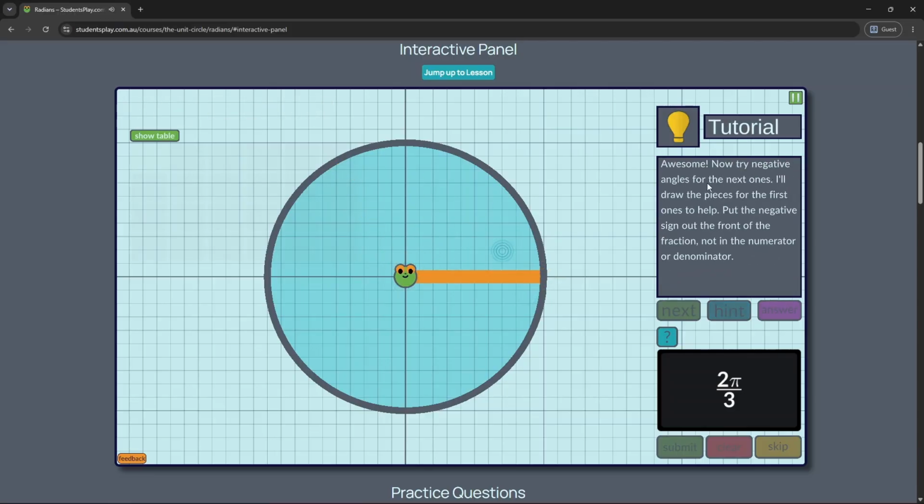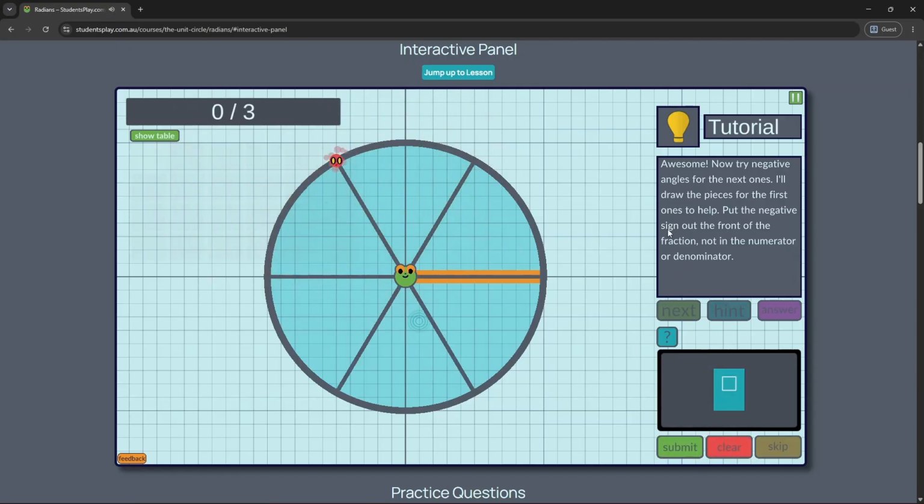Awesome. Now try negative angles for the next ones. I'll draw the pieces for the first ones to help. Put the negative sign at the front of the fraction, not in the numerator or denominator. Right, so we put a negative here and then we do our other stuff. Cool. So, negative angle. How many pieces do we need? We need 1, 2, 3, 4. So it should be 4 pi on, and then pi itself, so this half rotation is split up into 1, 2, 3 pieces. So 4 pi on 3.